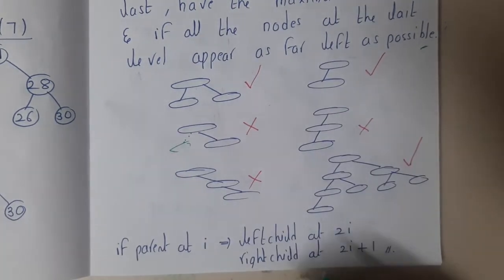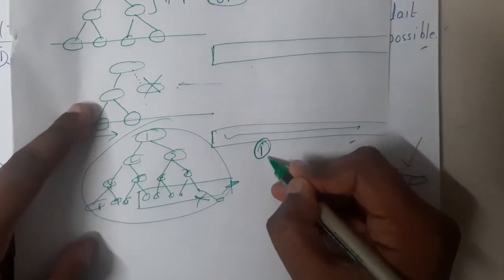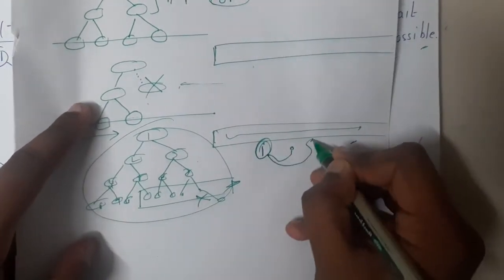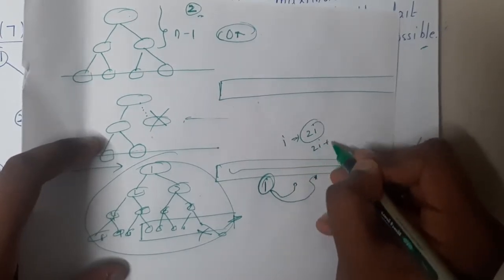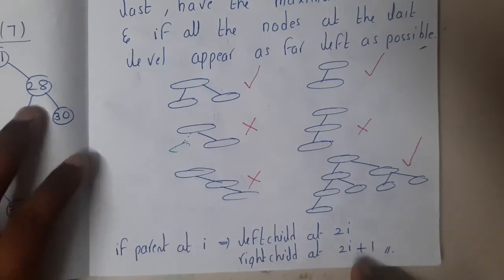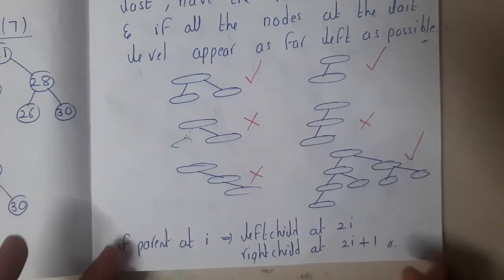Got it? So again, in an array, if you know the ith index, where exactly will the children be, guys? If i is the parent, 2i will be the left child and 2i plus 1 will be the right child. Got it? In that way it will work, guys. I hope everyone got some basic idea about the complete binary tree.